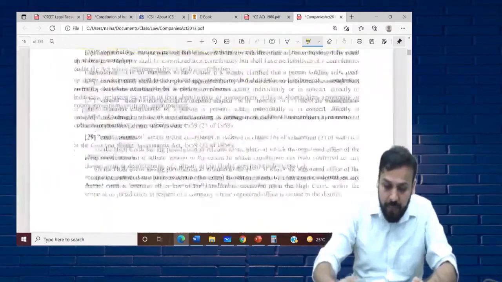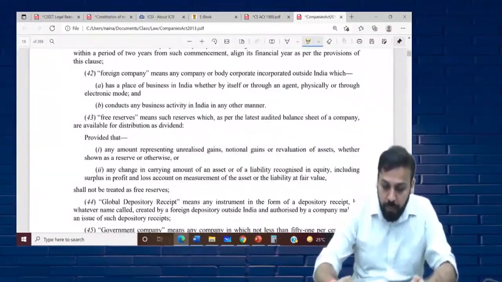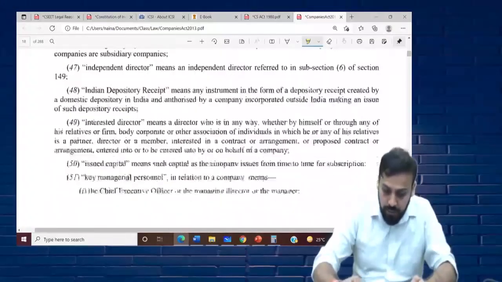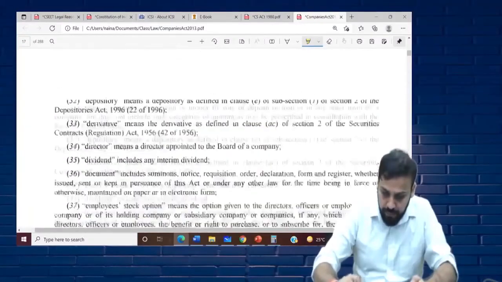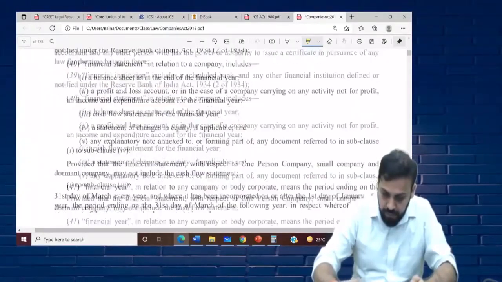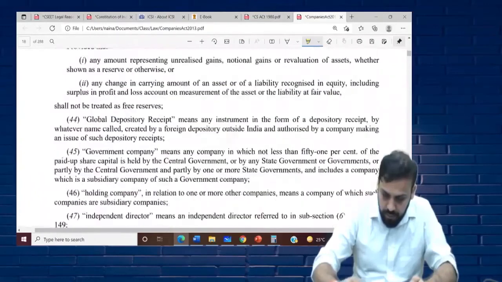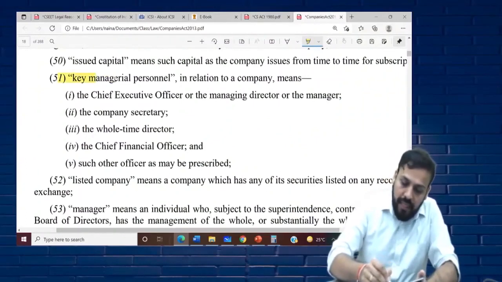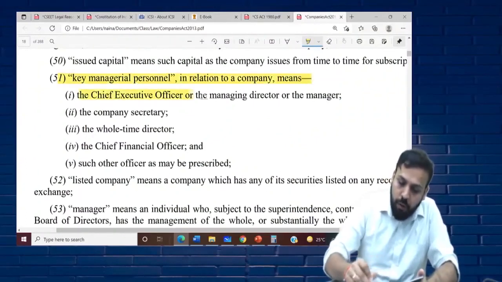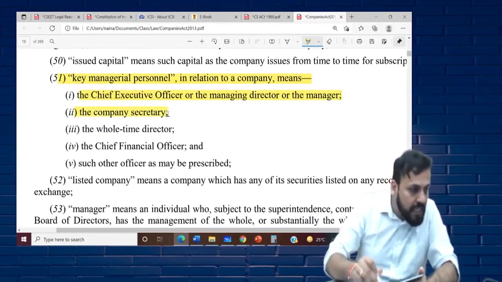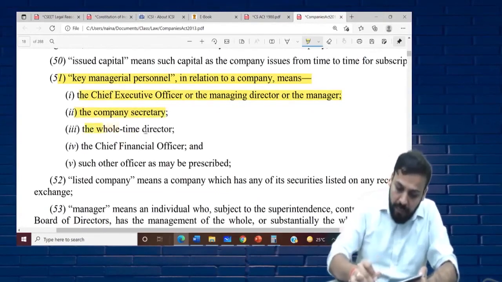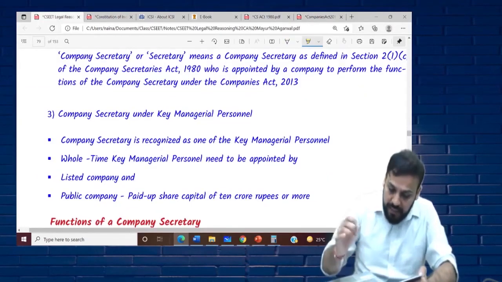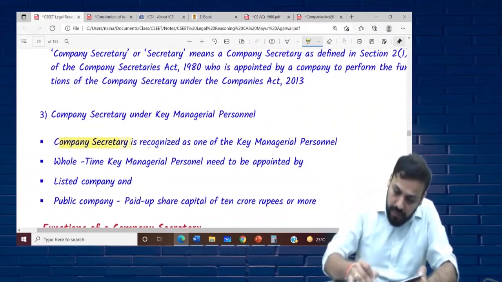And now CS is also considered to be a key managerial person, a very important person. Under the Companies Act, key managerial person is the head of the company and holds an important position. Section 2 subsection 51. Key managerial person means the CEO of the company, managing director, company secretary, whole time director, CFO and such other officer. So the company secretary is recognized as a key managerial person.